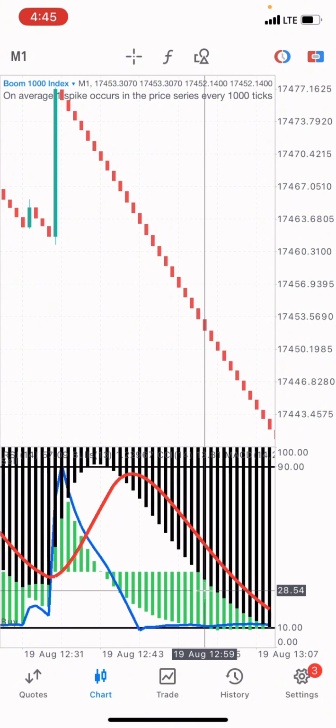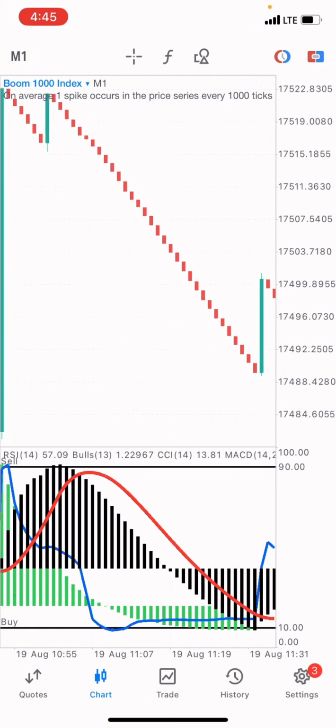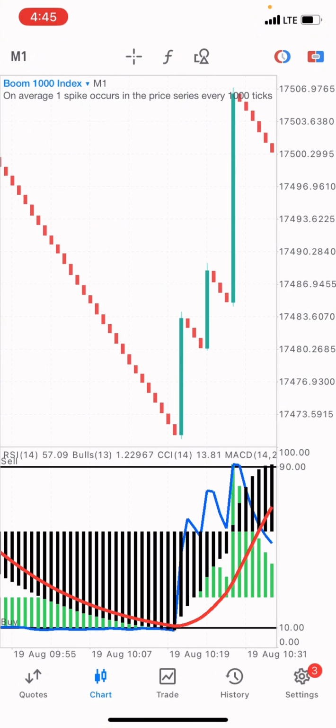Because when the spike comes in, it can be quick, or it can take a little amount of time before the spike comes into the market. So I hope you understand what I've said to you guys. Now I'm going to share with you guys the parameters for this strategy.